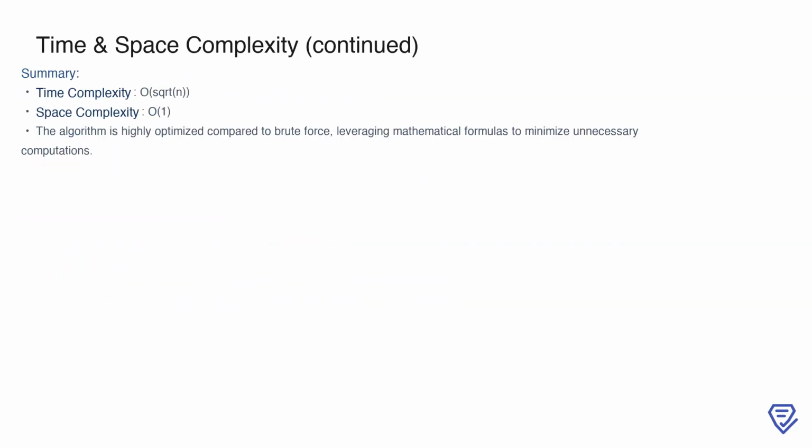In summary, the algorithm achieves a time complexity of O(sqrt(n)) and a space complexity of O(1). By relying on mathematical formulas instead of brute force summation, it minimizes unnecessary computations and optimizes performance. This makes it a highly efficient solution for the problem of finding the number of ways to represent n as a sum of consecutive integers.